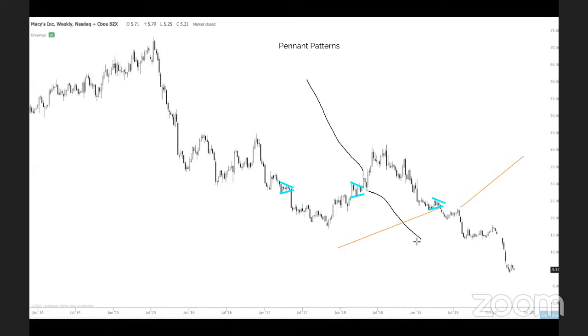The answer is yes. Chris says, do they usually break out in the direction of the trend? They're supposed to. That's why they are called continuation patterns. If they do not, that's where you have a problem. So if I have a pennant pattern that breaks out in the opposite direction, I kind of move on.